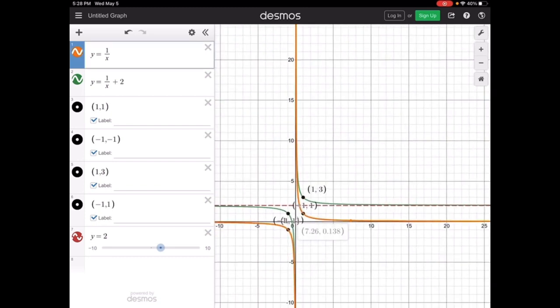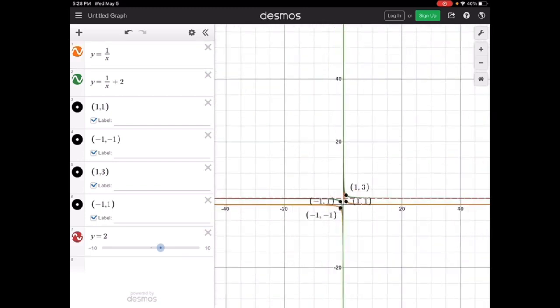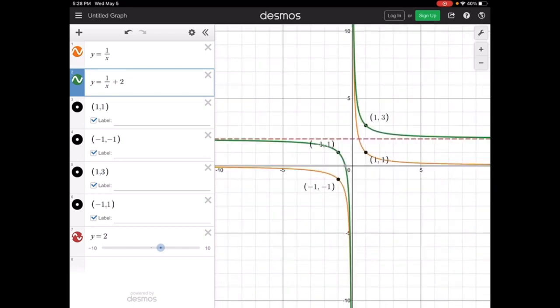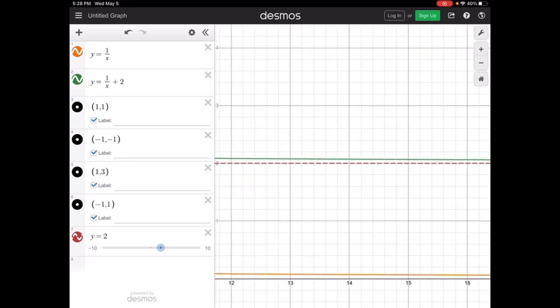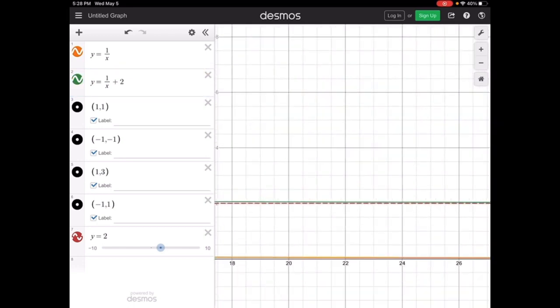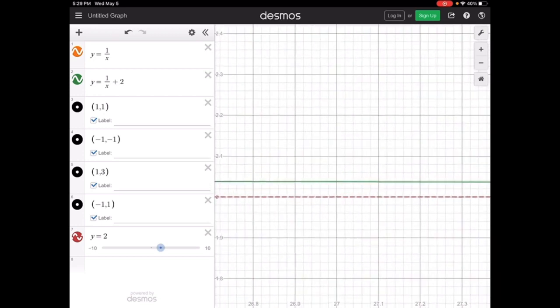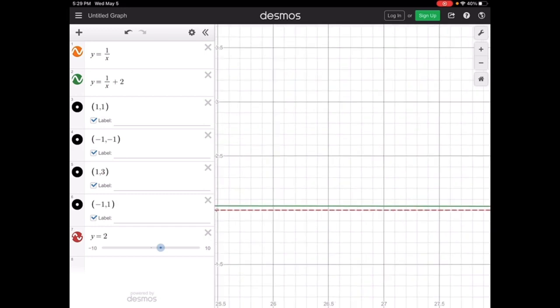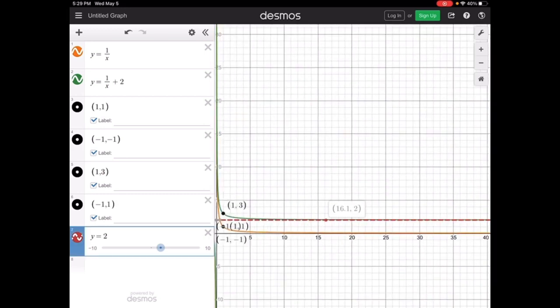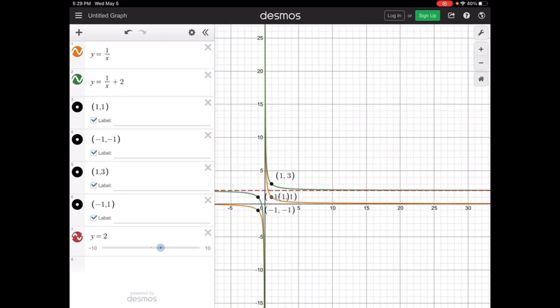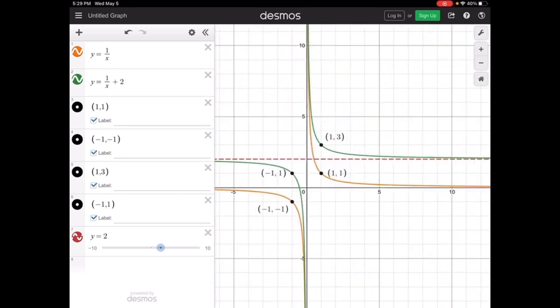So let's see if that works. So as you get closer and closer and closer to this value 2, you're going to get closer and closer to it, but you're never going to touch it. So yes, y is equal to 2 is a horizontal asymptote.